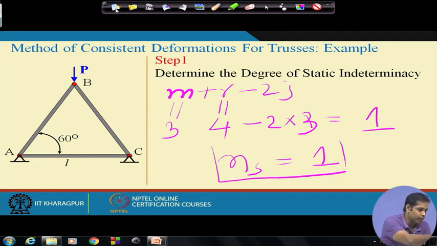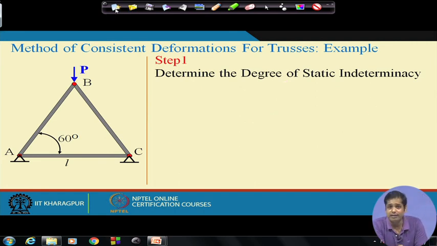Now, once we know the static indeterminacy, the next step is the selection of the redundant force or redundant moment. In this case the moment is not relevant, because in a truss at any joint we can have 2 translations, so either force in the x or force in the y direction, and for any member, the force is always along the axis of the member. So in this case we need to identify what the redundant force is.